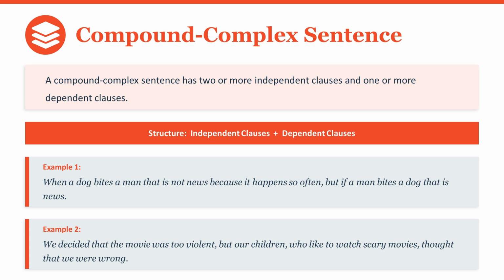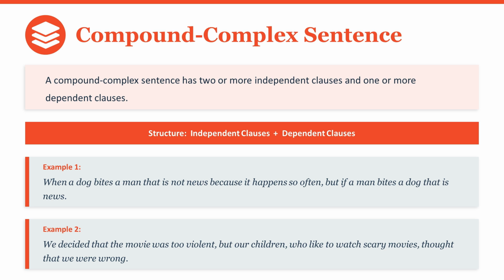Finally, we come to the compound complex sentence. This is the most advanced type. A compound complex sentence has 2 or more independent clauses and 1 or more dependent clauses. Essentially, it combines the features of both compound and complex sentences. Here is the first example. When a dog bites a man, that is not news because it happens so often, but if a man bites a dog, that is news. In this sentence, there are multiple independent and dependent clauses working together.